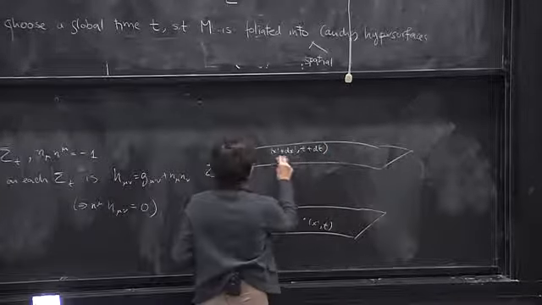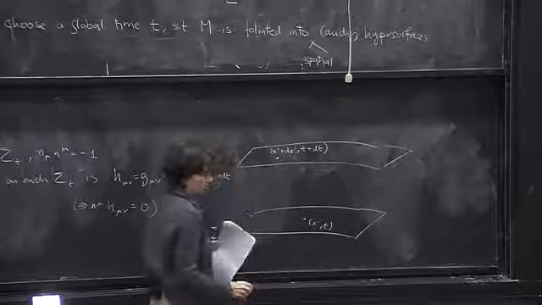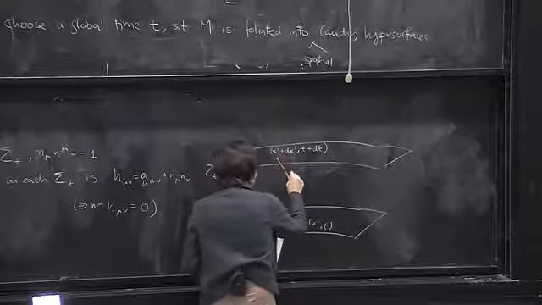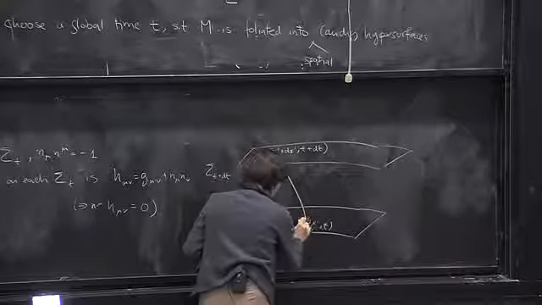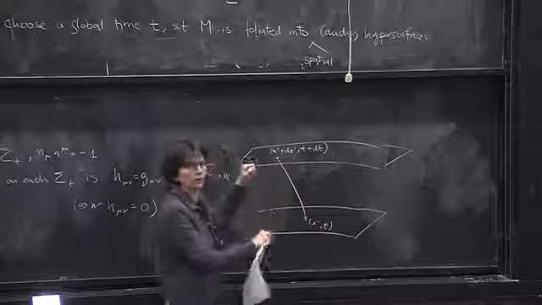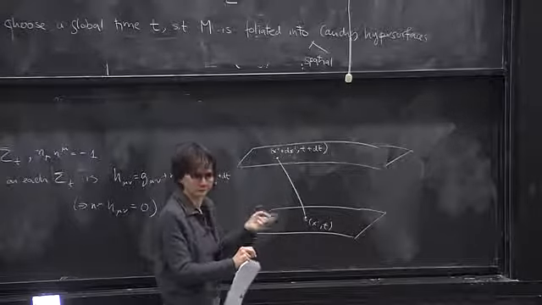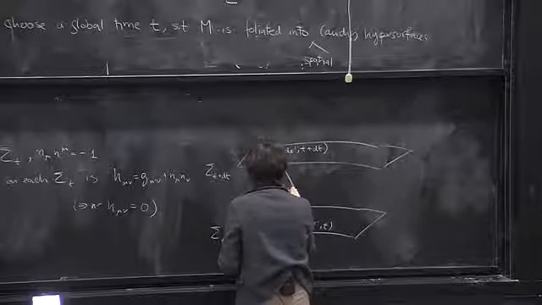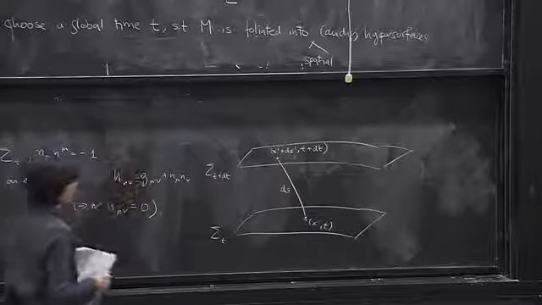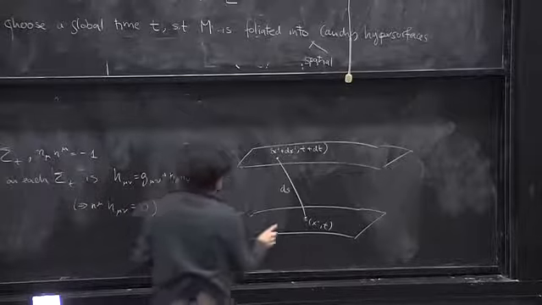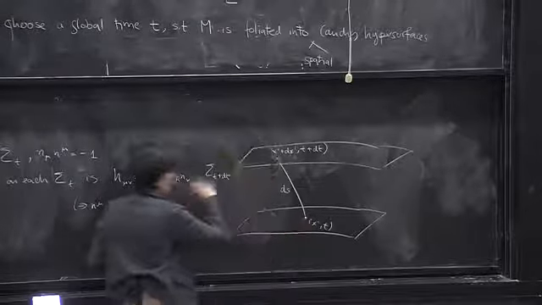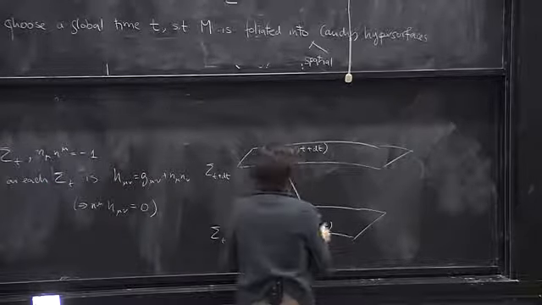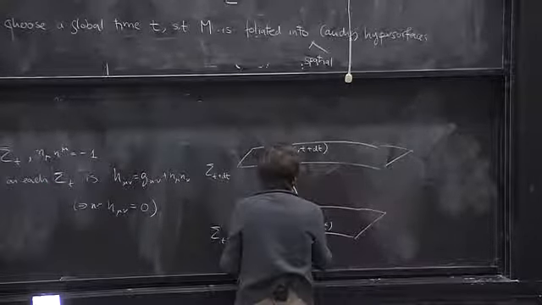Just for clarity, let me put it over here. Now, these are two points, and there will now be an invariantly defined four-distance separating them, a proper distance. Let me call this ds. I now want to rewrite it in terms of quantities that are specific to this slicing. So one way of doing it is the following.